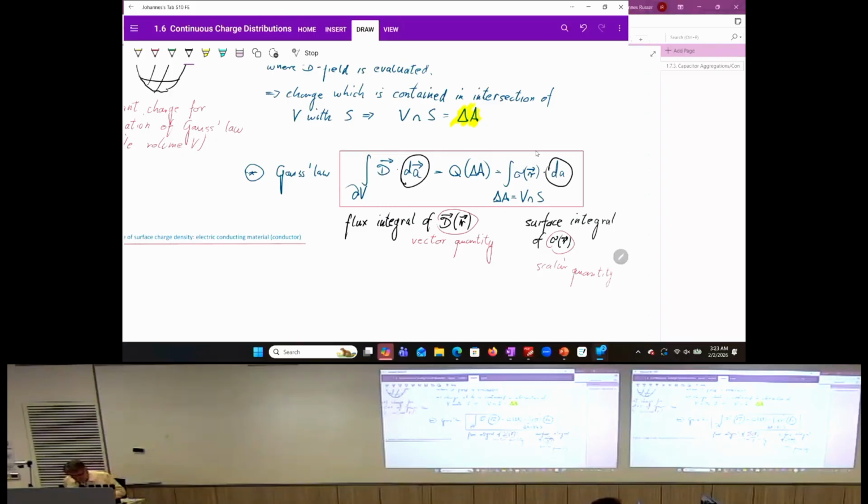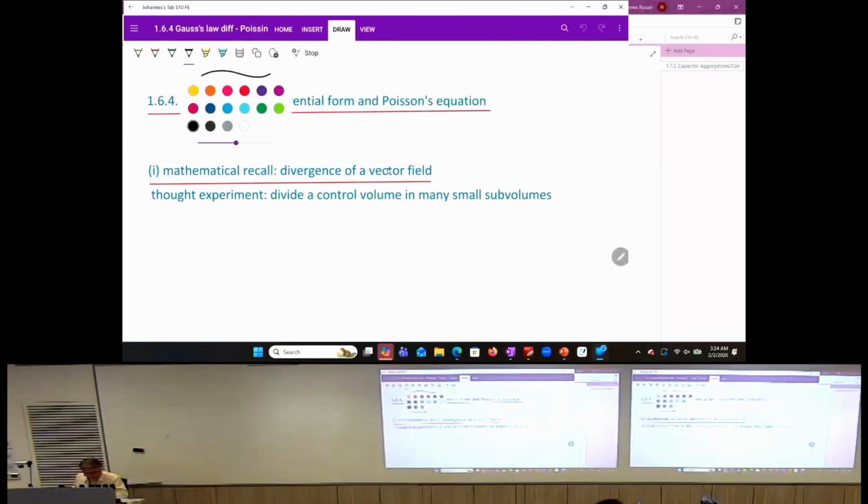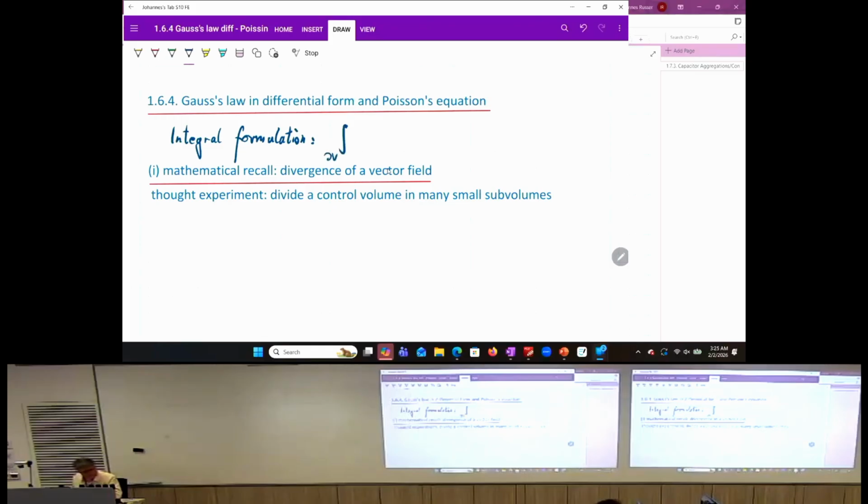Now I want to show you what happens if we use these control volumes and let them shrink further and further. We actually get to something which is called the differential form that I want to address. So thus far we have seen the integral formulation. We take the integral over the closed surface, over the D field and the vectorial area element. It gives us the charge enclosed in the volume.